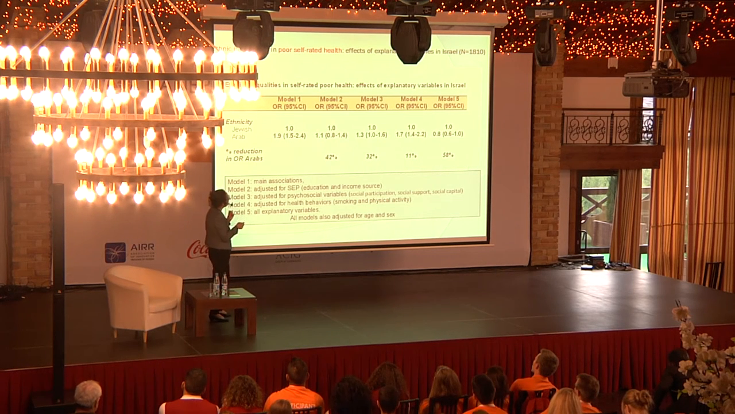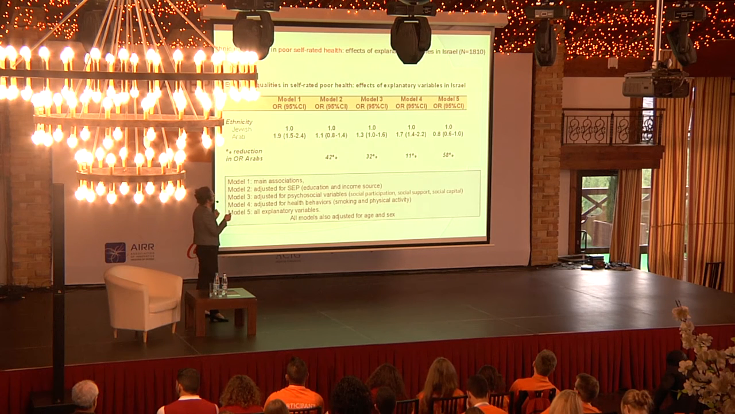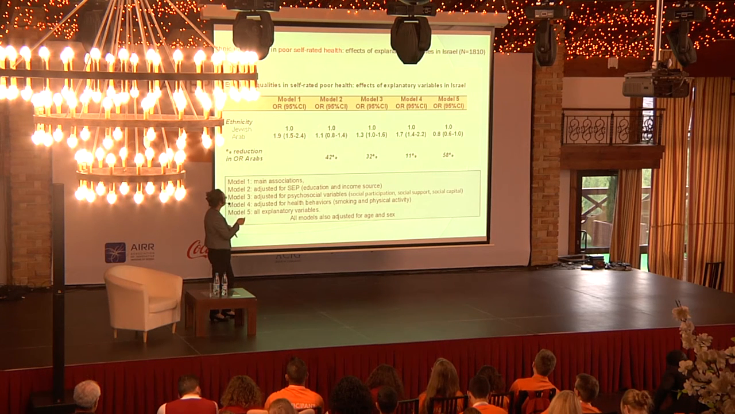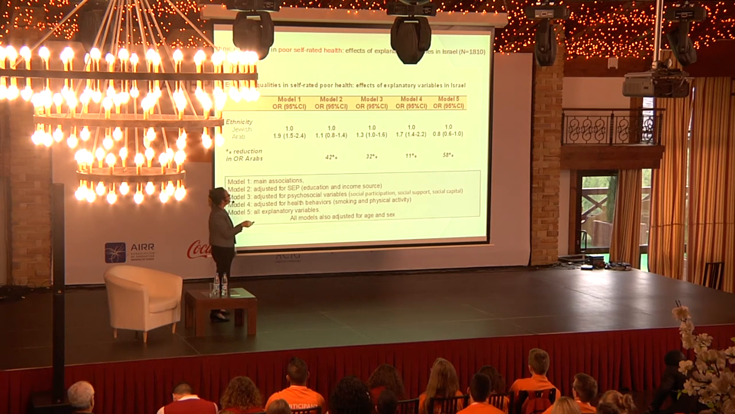So in the first model, we adjusted for the factors of socioeconomic position. When we take socioeconomic position into consideration, we see that instead of 1.9, the poor health became 1.1, so it was reduced. This means that socioeconomic position explained about 42%. And then 1.9 was reduced to 1.3 when we included the psychological factors. And when we included only health behavior, we see that 1.9 was reduced to 1.7.